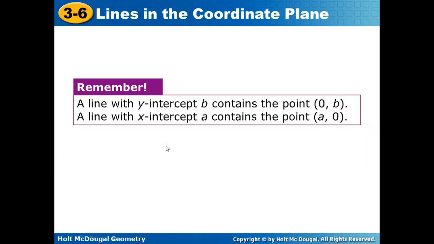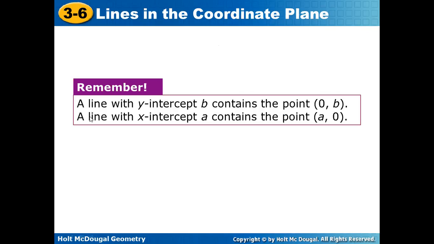Okay, so remember, a line with y-intercept b, read it carefully. A line with y-intercept b contains the point 0, b. So what do they mean by this? What they are saying is, we know b is the y-intercept. So when you are writing a line which has the y-intercept, your coordinates should be 0, and then the y-intercept, because at the y-intercept x is 0.